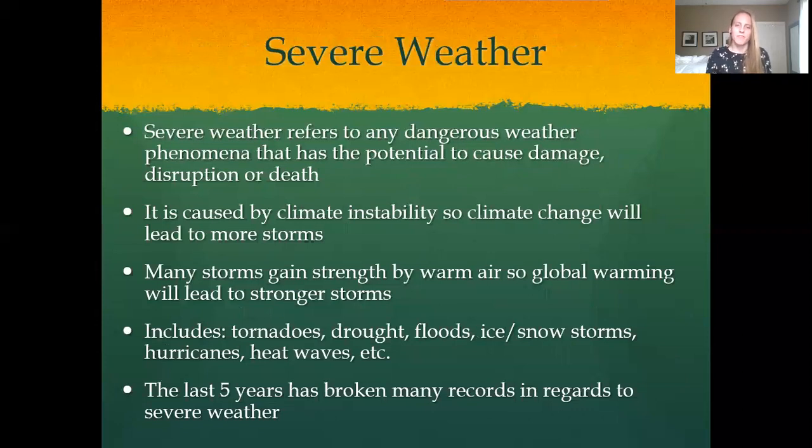Severe weather, by the way, refers to any dangerous weather phenomenon that has the potential to cause damage, disruption, or death. It is caused by climate instability, so climate change will lead to more storms. Many storms gain strength by having access to warm air or warm oceans. Severe weather includes things like hurricanes, tornadoes, droughts, floods, ice and snowstorms, heat waves, etc. The last 5 years have broken a ton of records in regards to severe weather.